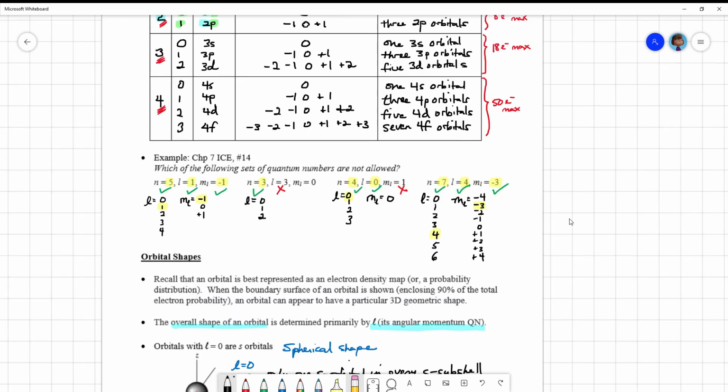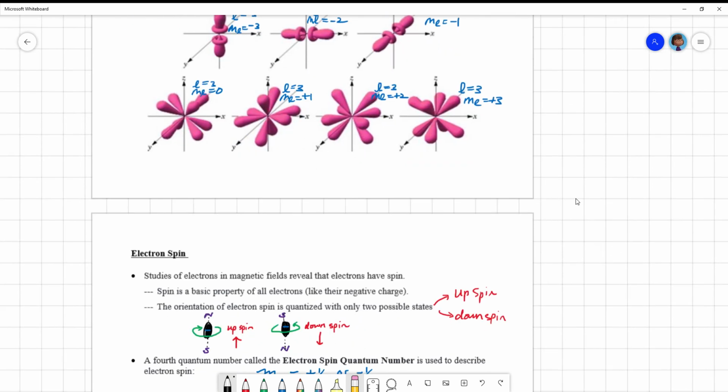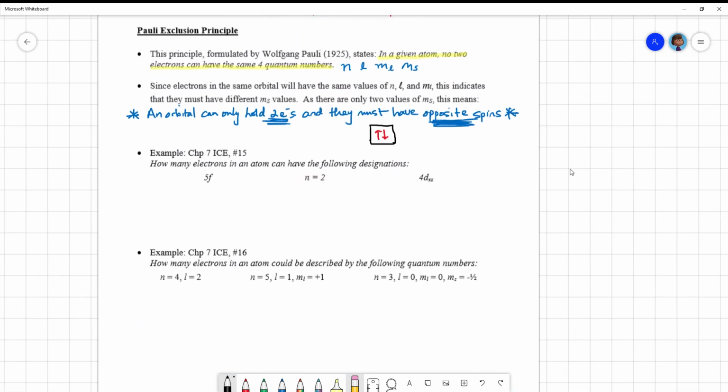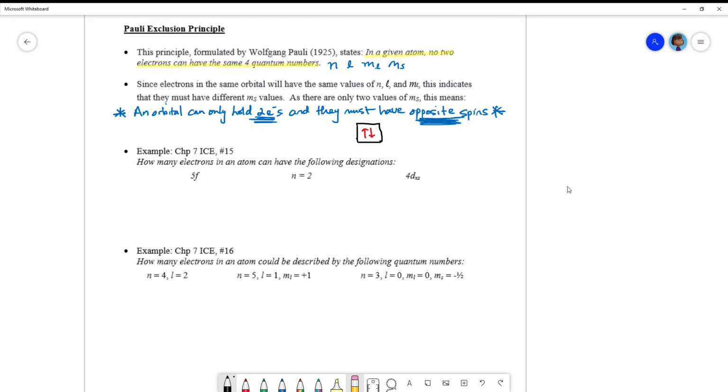Okay, let's go back to the last page once again. Look at all the pretty stuff. Okay, and let's do a couple of examples that focus on electrons in orbitals, namely how many fit into orbitals. And let's take a look at two examples, numbers 15 and 16. So number 15 says, how many electrons in an atom can have the following designation? And three different designations here are given, 5f, n equals 2, and 4dxz.